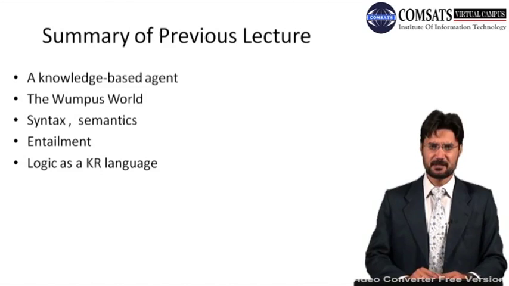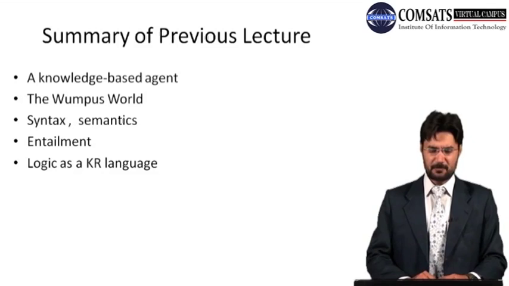We have different kinds of environments, as we studied in the earlier lectures, and then we have different kinds of agents. For that agent we need a knowledge-based system where we can keep the knowledge and then use it. Then we understood the example of Wumpus World, which was a computer game, and how the logic is used there, how from the knowledge we have, we take out the logic using different kinds of statements.